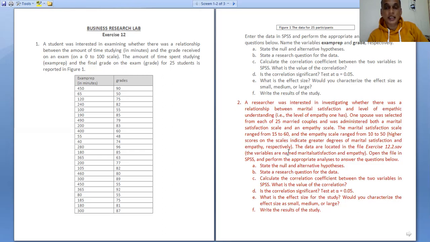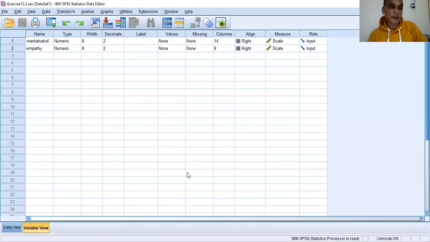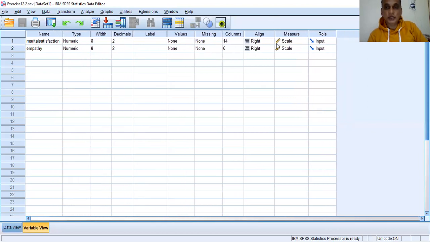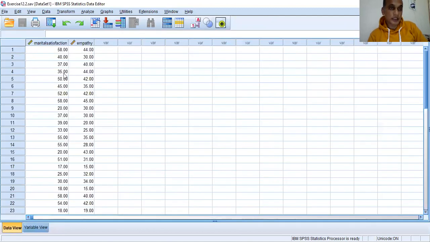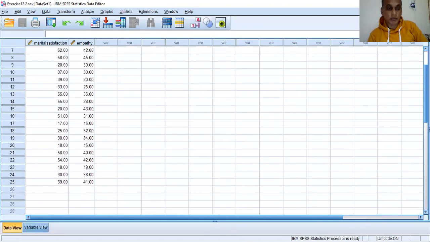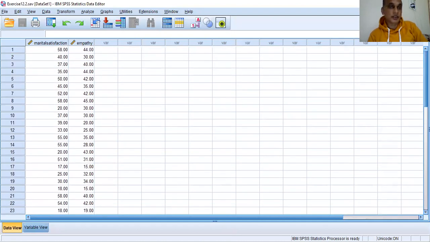Now, moving towards answering the C, D, E, and F parts of the question, we can straight away move to the SPSS file. So I'm moving to the SPSS file now, and I'm sharing it with you. So this is the file. There are two variables we've got, marital satisfaction and empathy. Both these variables are in scale form. And if you look at the data view, we have got data for about 25 couples.